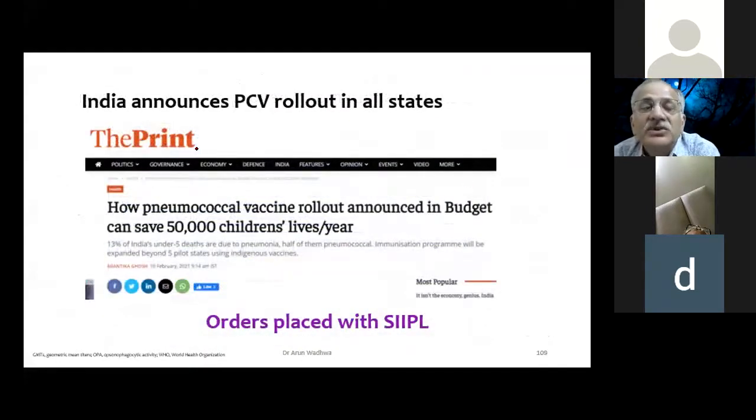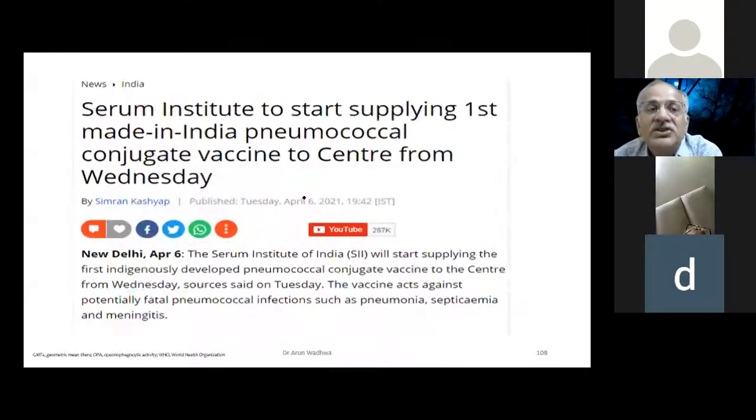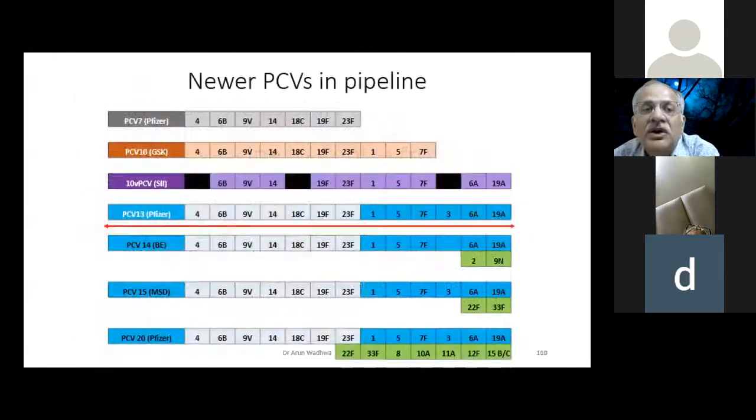Now the latest news is that India has given orders to Serum Institute for this, and so now in NIP we'll have the new PCV10 as our vaccine, and this is the latest news which came today that this coming Wednesday only Serum Institute is to start supplying made in India pneumococcal vaccine from this Wednesday, and 2.5 crores doses have been ordered. Just 2-3 slides about the new PCVs in the pipeline.